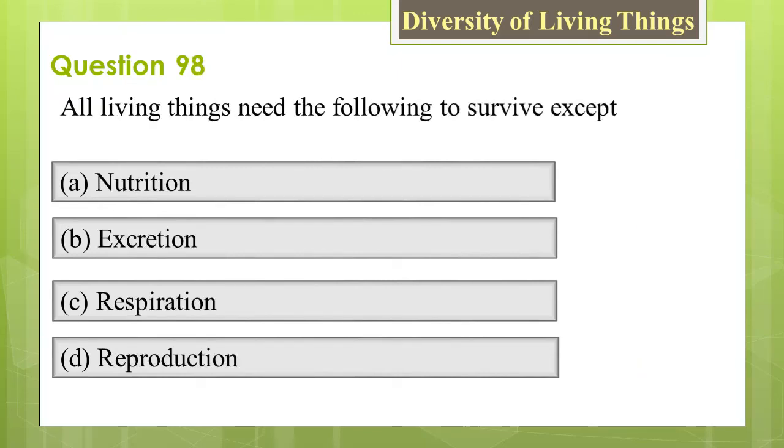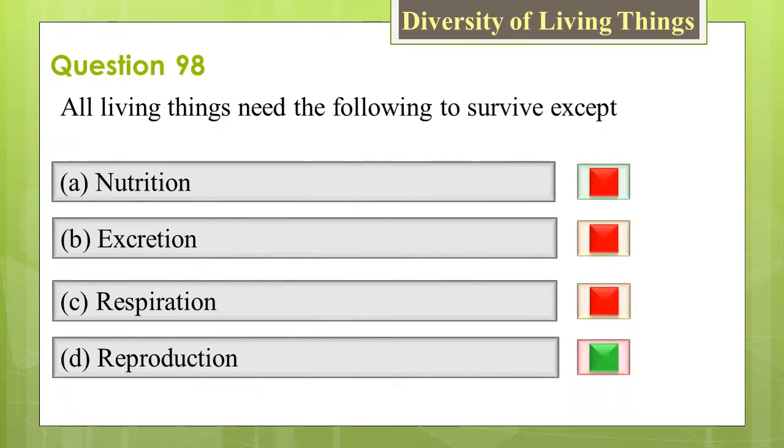Question 98. All living things need the following to survive, except A. nutrition, B. excretion, C. respiration, D. reproduction. Which one of the following alternatives is the correct alternative? The correct alternative is D, reproduction.